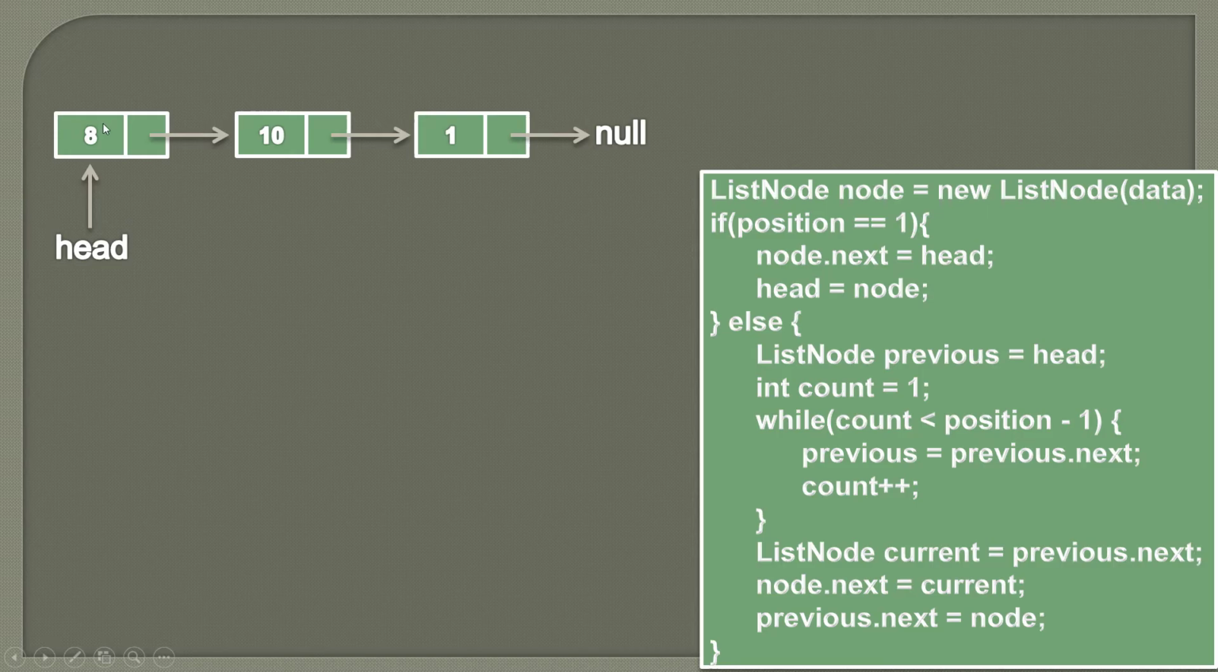Now let's suppose we are given these 3 nodes and we want to insert a value 7 at position 3. So here you can see this is position 1, this is position 2, and this is position 3. So we want to insert a node here, and once we insert the node here, this one will be shifted a node ahead because we want to accommodate 7 between 10 and 1 because this is the third position. So let's see how we can do that. At the first step, we'll create the node with the data as 7.